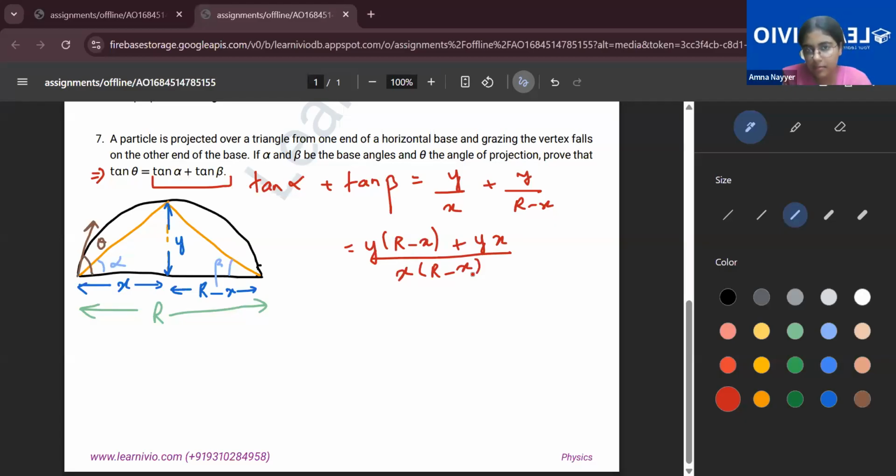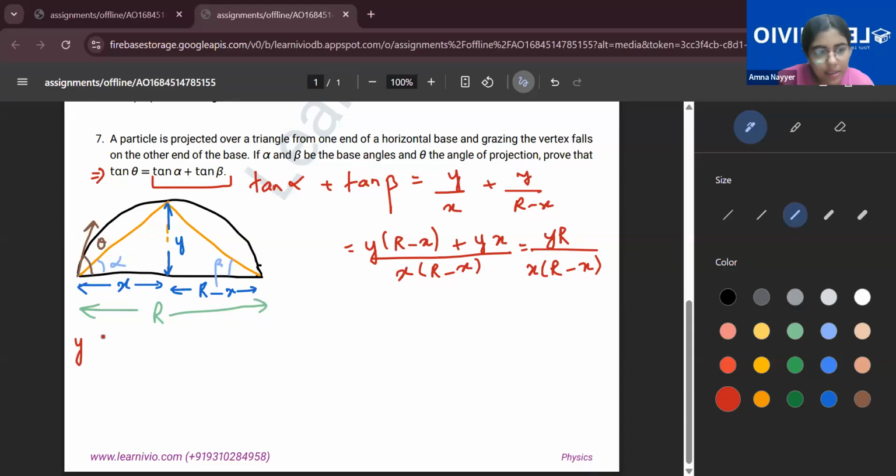Yes, ma'am. Okay, now if I open this up, yR will be left. And look, minus yx plus yx will get cancelled. So we'll just have x into (R minus x). Till here, is it clear? Tan alpha plus beta part. Yes, ma'am. Now coming to the trajectory's equation.